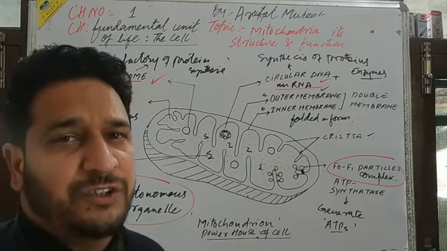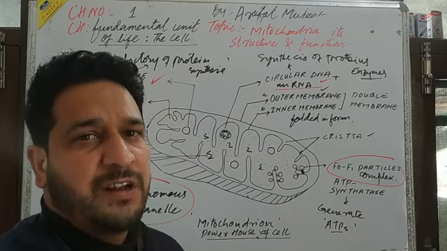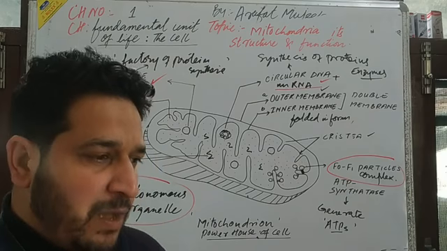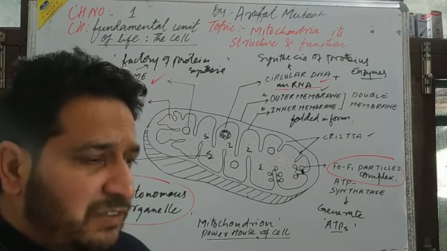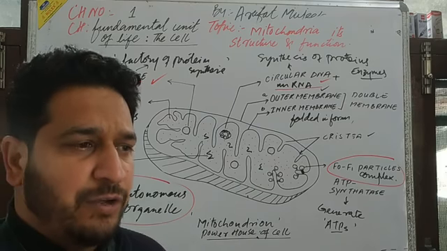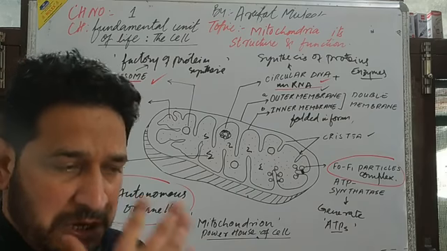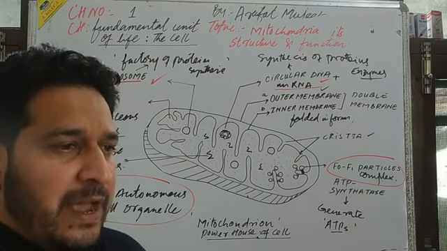Mitochondria vary in shape and size. Some are cylindrical, some are circular, some are oval in shape, some are elongated, some are thread-like. They come in variable shapes and sizes.